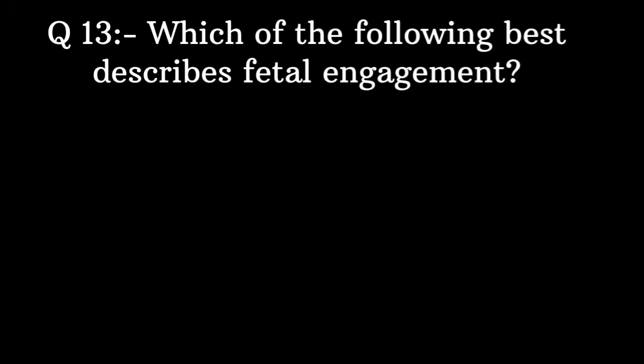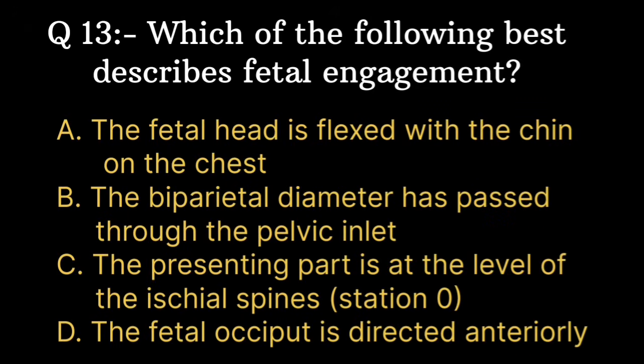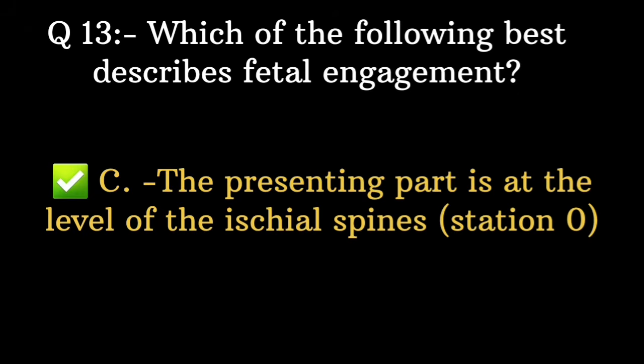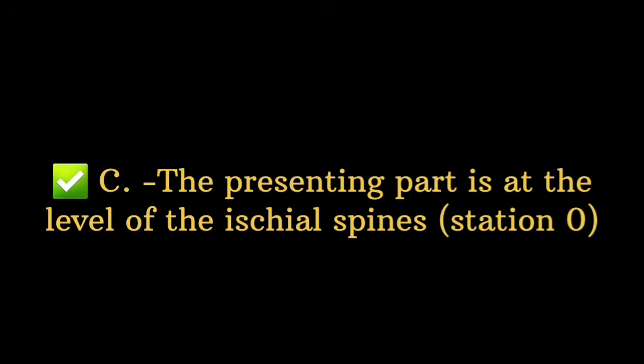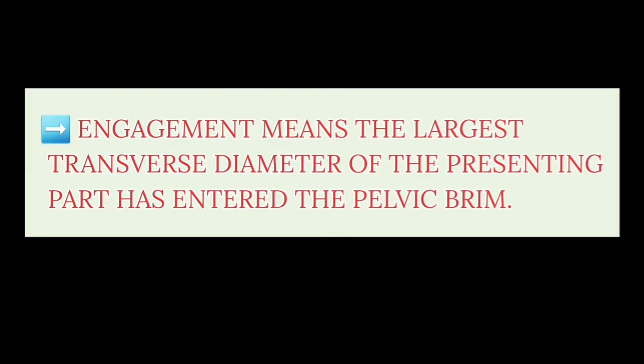Question number 13. Which of the following best describes fetal engagement? Options: A. The fetal head is flexed with the chin on the chest. B. The biparietal diameter has passed through the pelvic inlet. C. The presenting part is at the level of the ischial spine, that is station 0. D. The fetal occiput is directed anteriorly. The correct answer is option C. The presenting part is at the level of the ischial spine, that is station 0. Engagement means the largest transverse diameter of the presenting part has entered the pelvic brim.